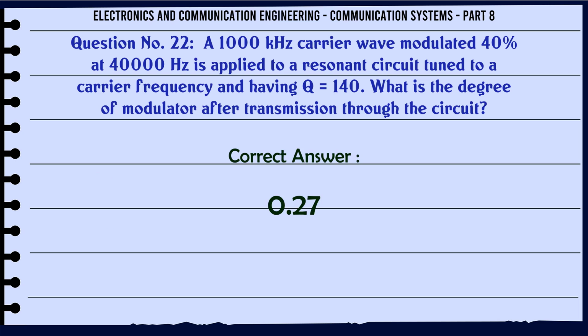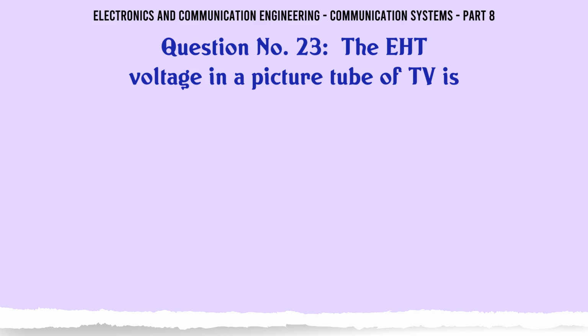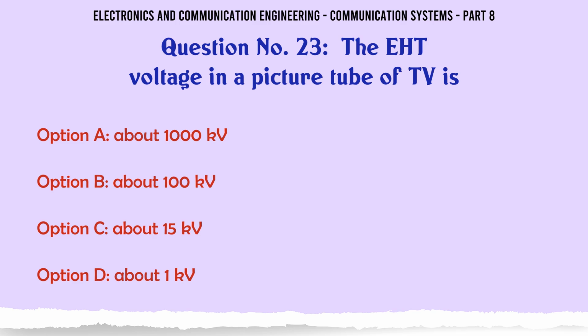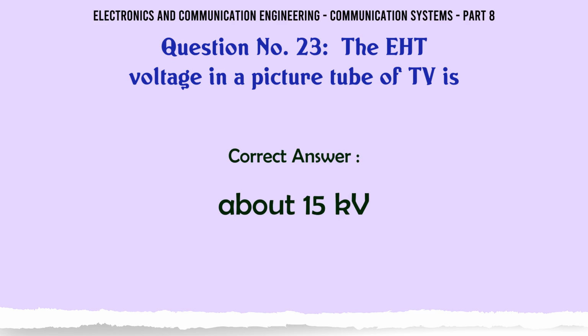The correct answer is 0.27. The EHT voltage in a picture tube of TV is A. about 1000 kV, B. about 100 kV, C. about 15 kV, D. about 1 kV. The correct answer is about 15 kV.